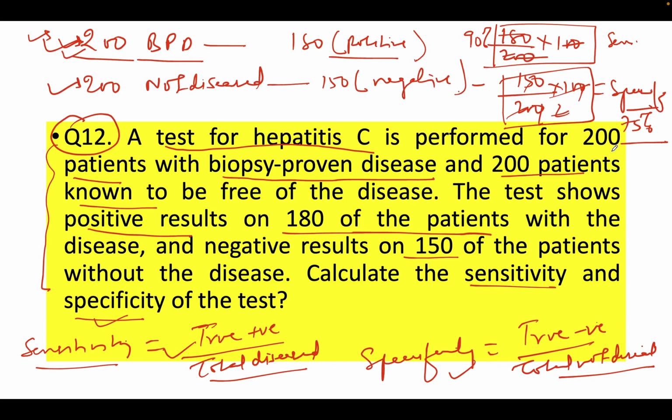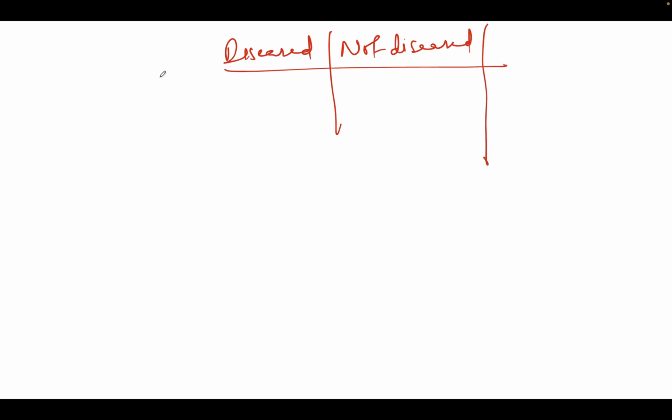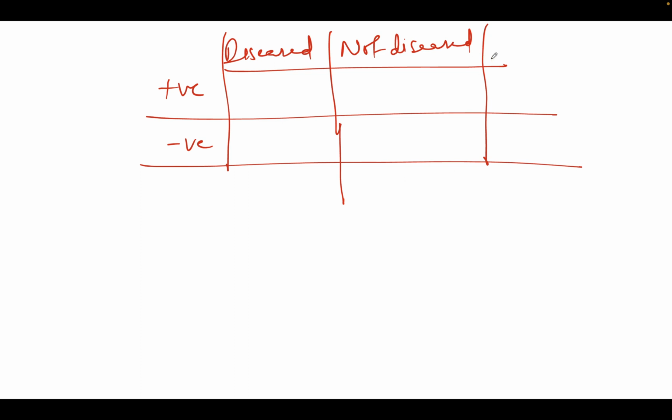We can also make a 2 by 2 table for this, for easy understanding also. So let's take how many people are diseased and how many people are not diseased, right? These are the two columns. I'll also take the result, positive, negative, and this side we have the total value. So first I'll fill how many people are diseased. So 200, it is already given. How many people are not diseased? 200. So total happens to be 400.